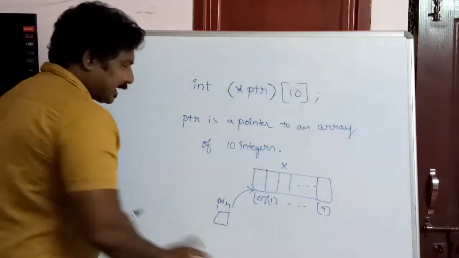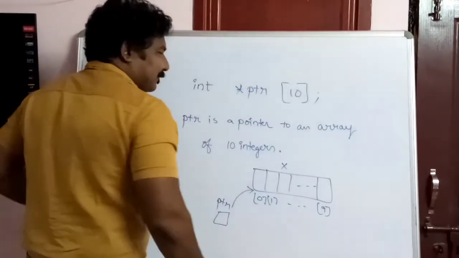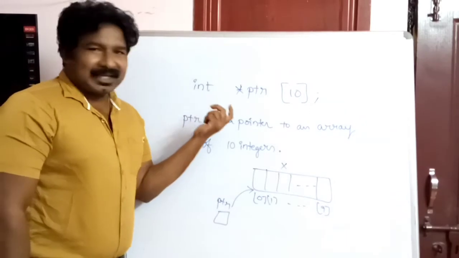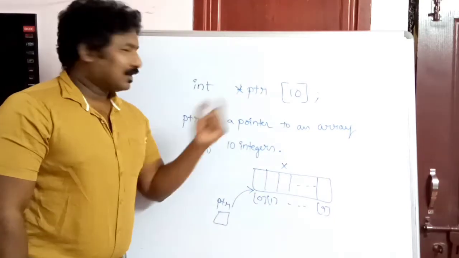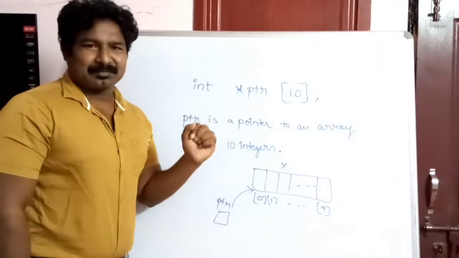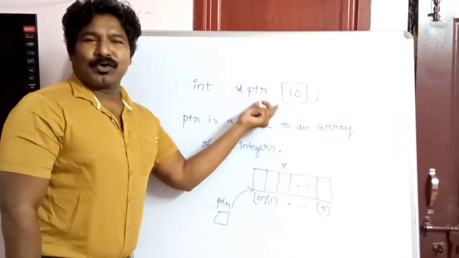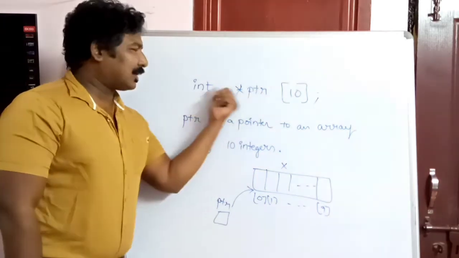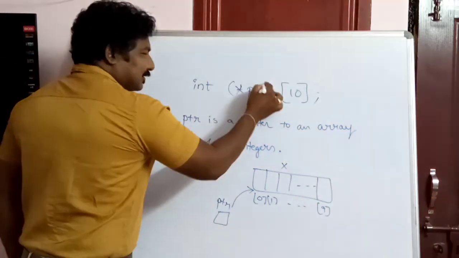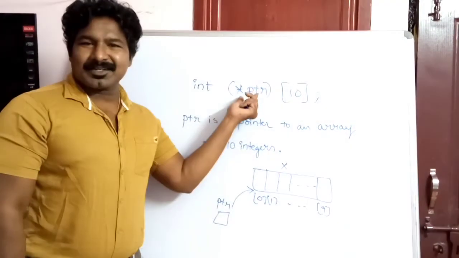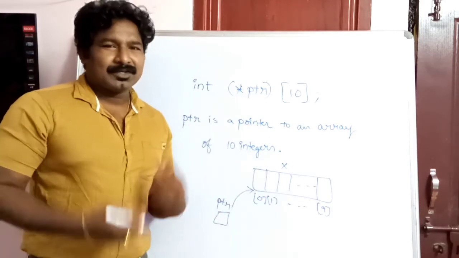What happens if I remove this? What does it mean? This means this is an array of 10 pointers. The elements in this particular array are not values, they are actually pointers to some other integers. So this is called an array of 10 integer pointers. But if I put a parenthesis here, this will become a pointer declaration which will point to an array of 10 integers. That is the difference between these two notations.